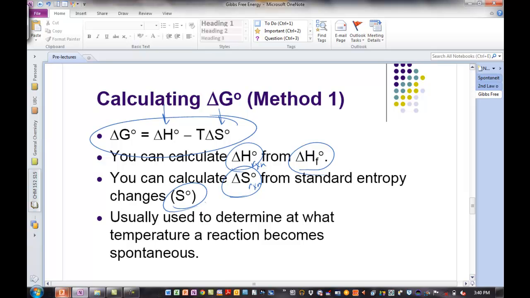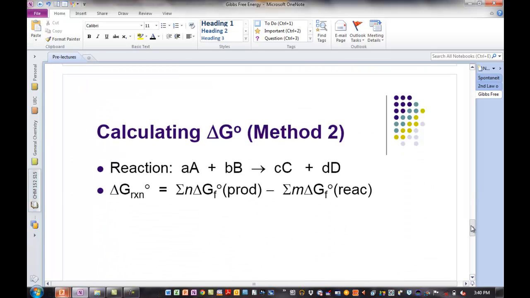Sometimes the problem might give them to you directly, delta H and delta S, just plug in and solve. You do need temperature as well. Temperature in Kelvin. One word of caution. Your delta H is typically in units of kilojoules, and your delta S is typically in units of joules per Kelvin. You're going to have to watch those units when you do this calculation. Okay? Next method. So there will be one question in the pre-lecture quiz using that equation to calculate delta G.